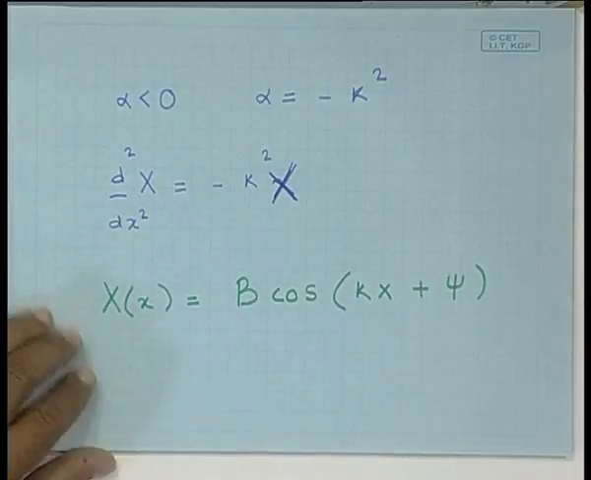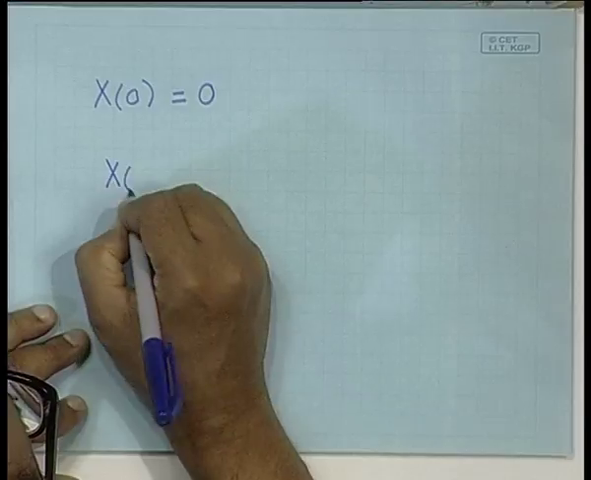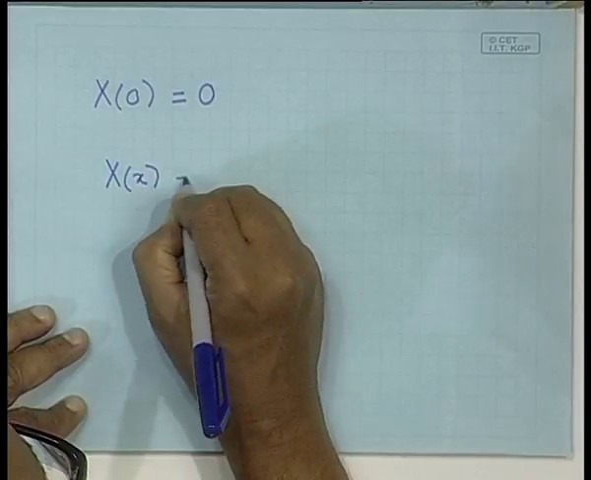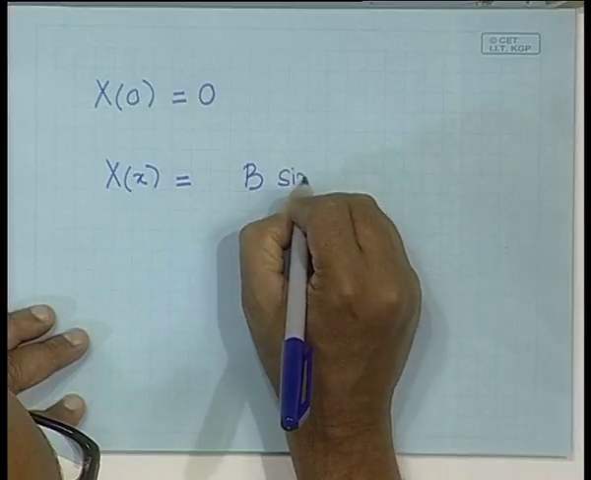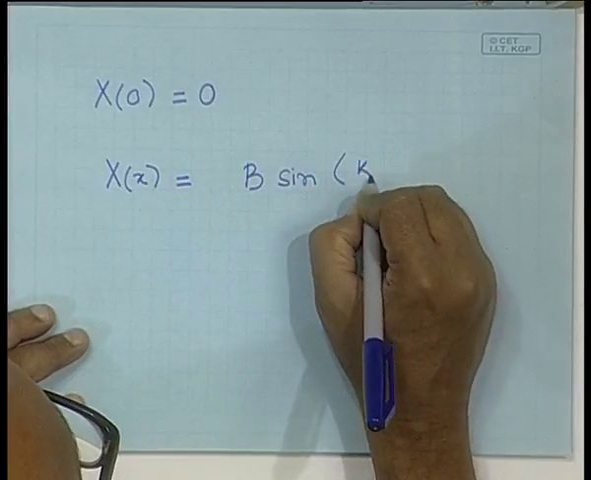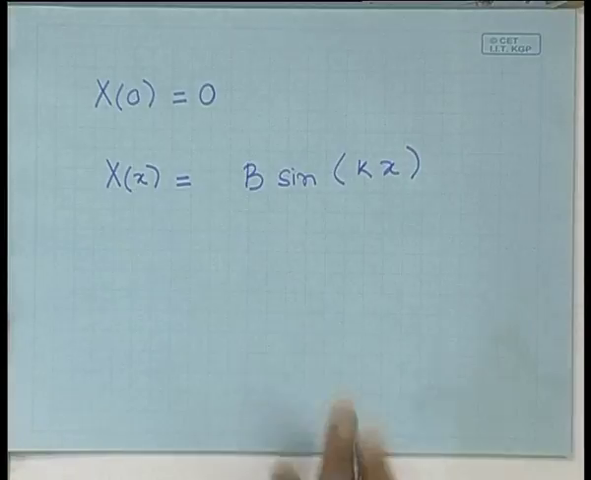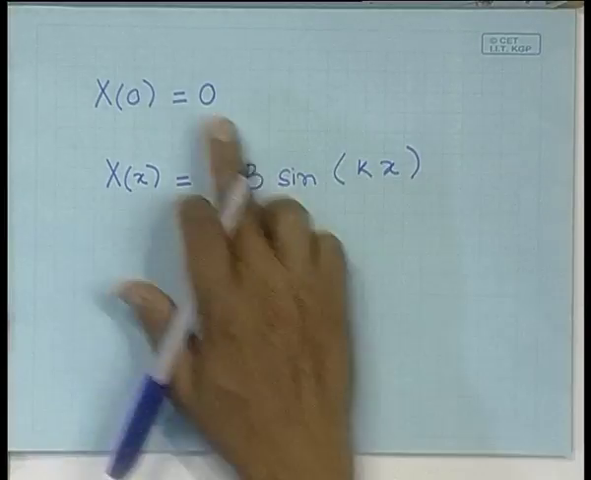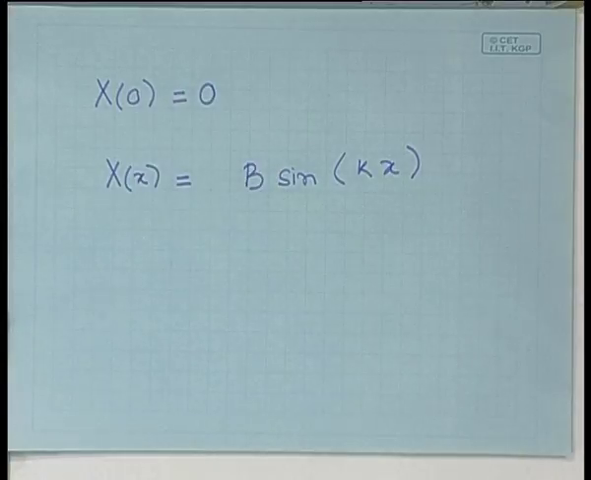So, this boundary condition implies that the phase psi has to be plus minus pi by 2, which allows us to write this as sine kx, and this is guaranteed to vanish at one end of the string, x equal to 0. It satisfies this boundary condition. So, this boundary condition basically sets the phase.